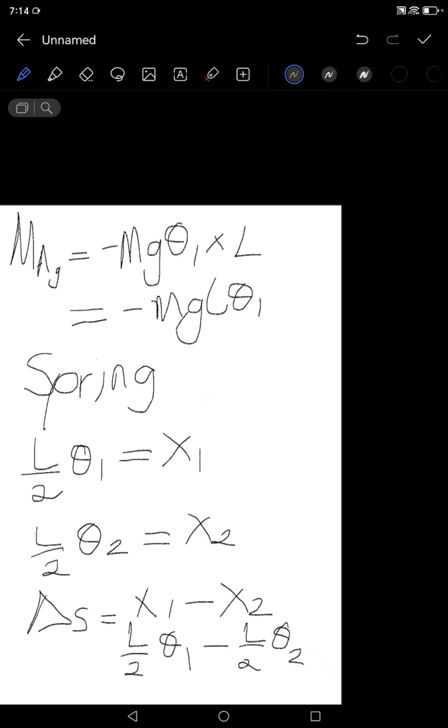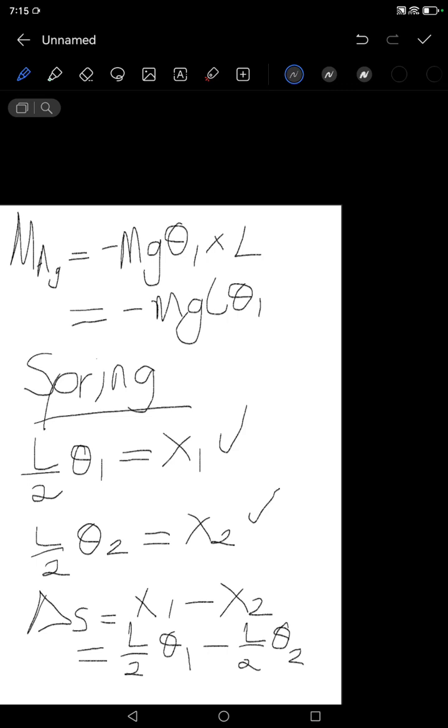Here we are doing the spring. I was just explaining that the spring connects the two midpoints for small rotations, horizontally. This is the displacement of the left midpoint, and this is the displacement of the right midpoint. So the extension of the spring is x1 minus x2, which is L over 2 theta 1 minus L over 2 theta 2.